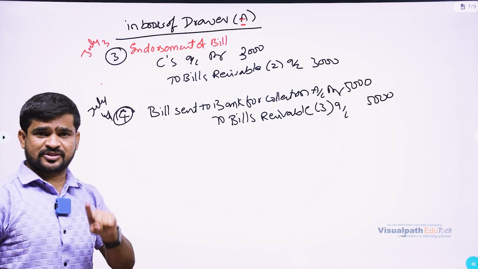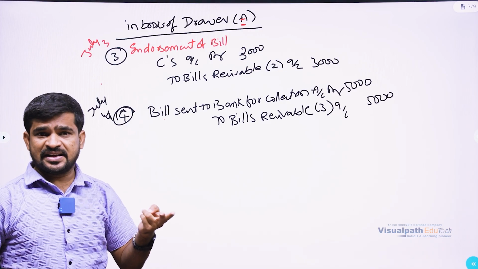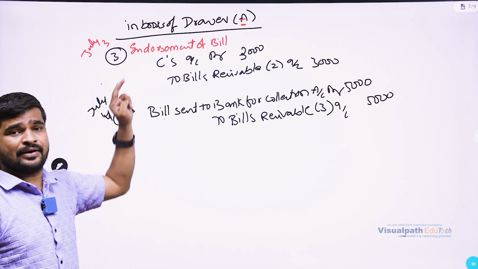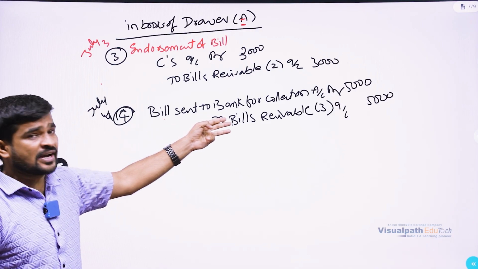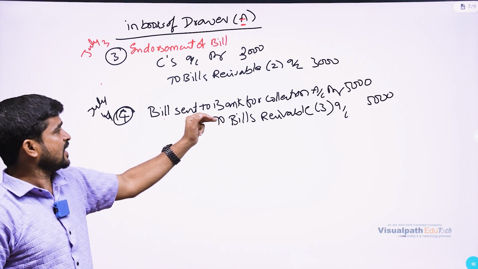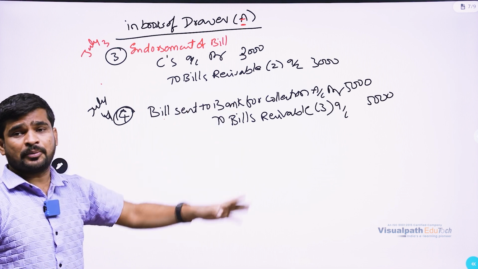Now the cases are completed, which is the utilization of the 3 bills. The first bill is retained; for retained there is no entry, that's why I am not writing. The second bill is endorsed, and we wrote the endorsement entry. The third bill is sent to bank for collection, and we recorded that entry when the bill is sent to bank for collection, where the bill number is 3 and the amount is 5000.